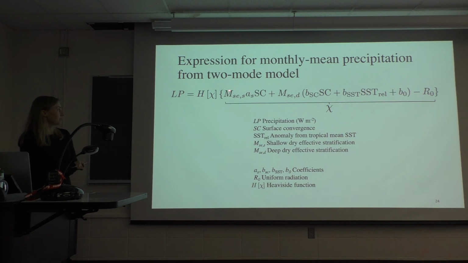You'll recall that we treated M as a constant stratification term. The A is a regression coefficient, so it's just a constant. The B's are regression coefficients, so they're constants. And the R naught was from the radiation regression, so again, a constant.